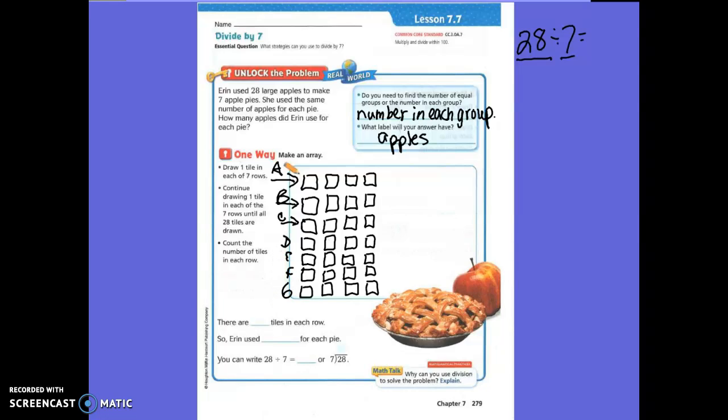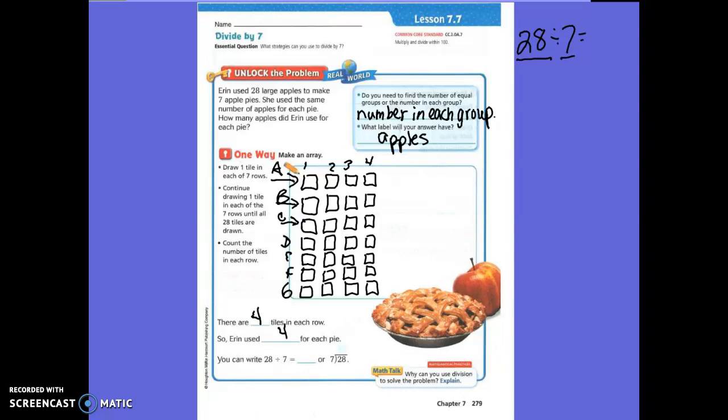And then there's 4 seats in each row. So this would be row A1, A2, A3, A4. How many in each row do we have, guys? Everybody? 4 tiles in each row. So how many apples did she use in each of her pies? 4 apples in each pie.